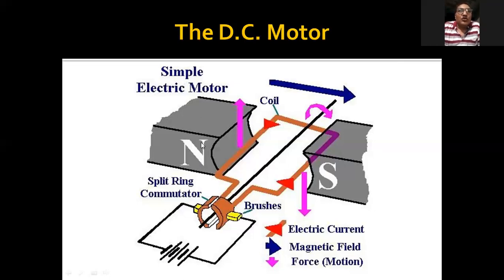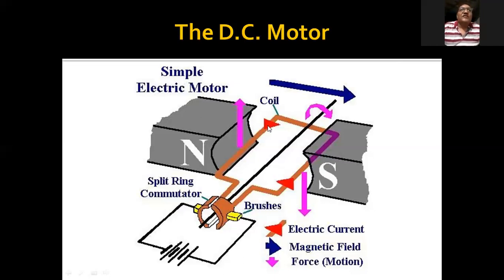Here we have the north pole and the south pole. On this right side of the coil, the current is flowing in that direction. With the red arrow, we have shown the direction of the current. So if you apply the left-hand rule, you will come to know, let's apply it. The magnetic field is from north to south. The current is going in that direction. So on this side, a downward force will act, and you can see with this arrow that a force in the downward direction will be acting.